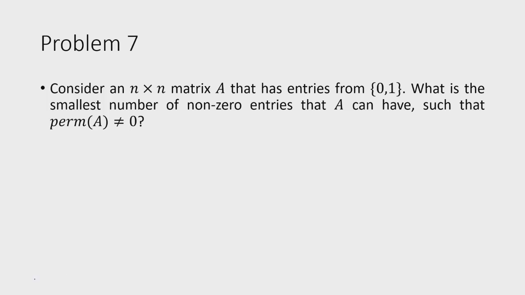So now the next problem is: consider an n cross n matrix A that has entries from 0, 1. What is the smallest number of non-zero entries that A can have such that the permanent of A is not equal to 0? The answer to the problem is n, and let's see why.